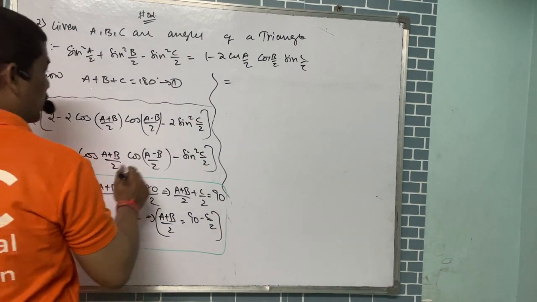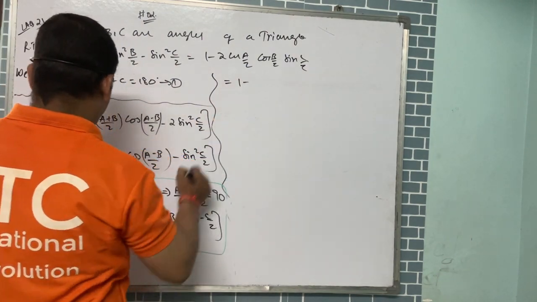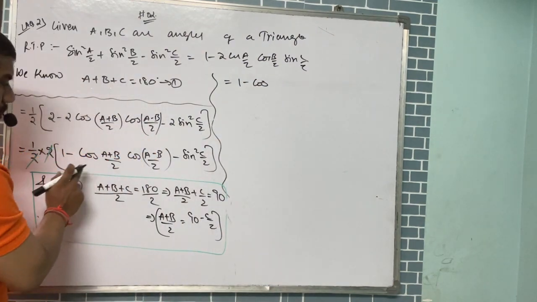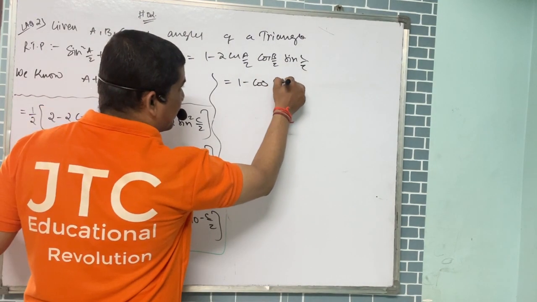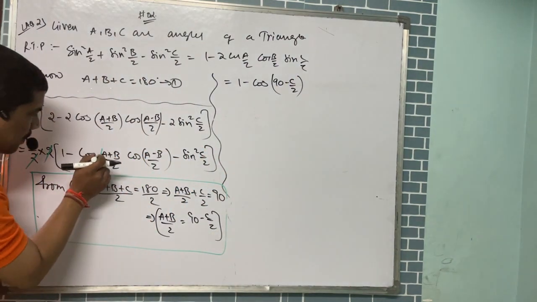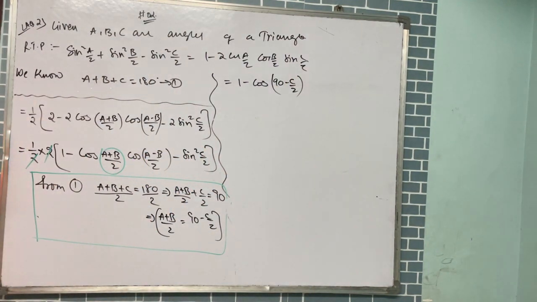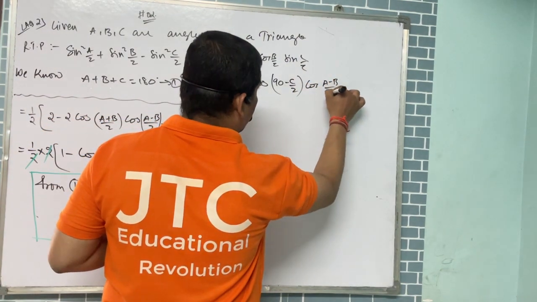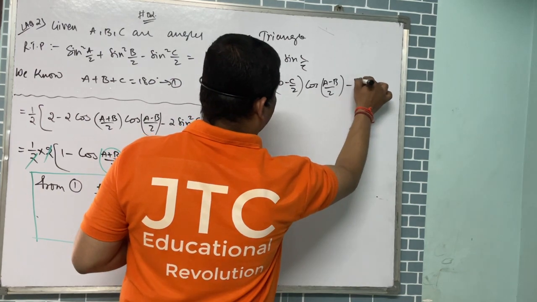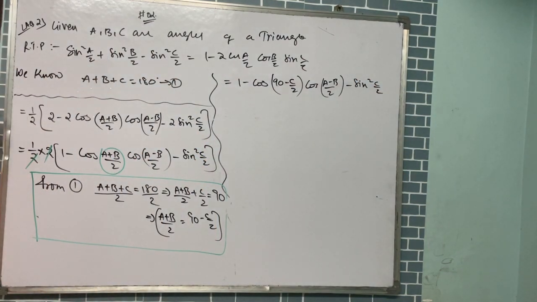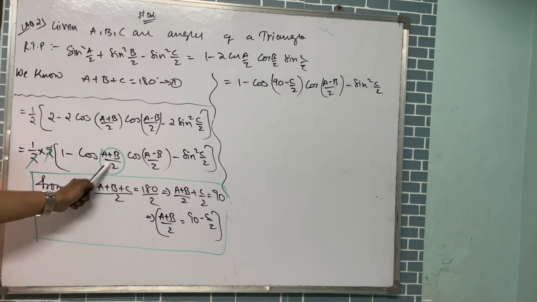So 2 cancel, remove it. We left out with 1 minus cos A plus B by 2. I will write it as 90 minus C by 2. Getting idea? This A plus B by 2 I am writing as 90 minus C by 2. Remaining as it is cos A minus B by 2 minus sin square C by 2. Okay, student? So these 2 cancel, so we left out with this much. A plus B by 2 I am changing as 90 minus C by 2.